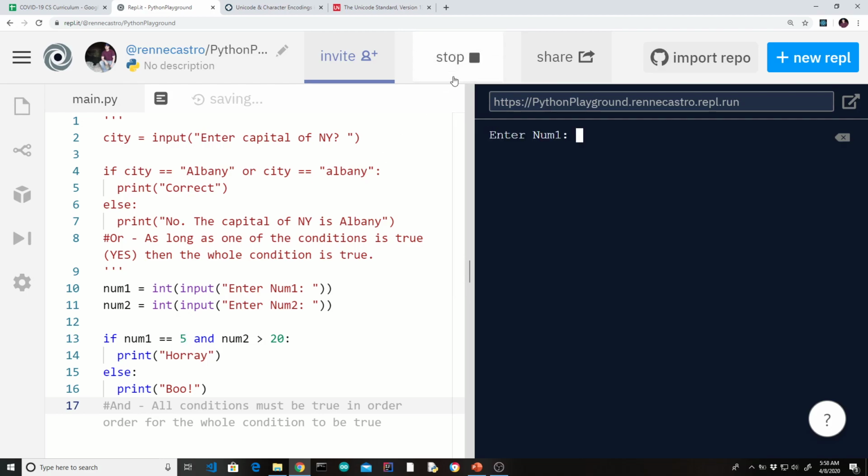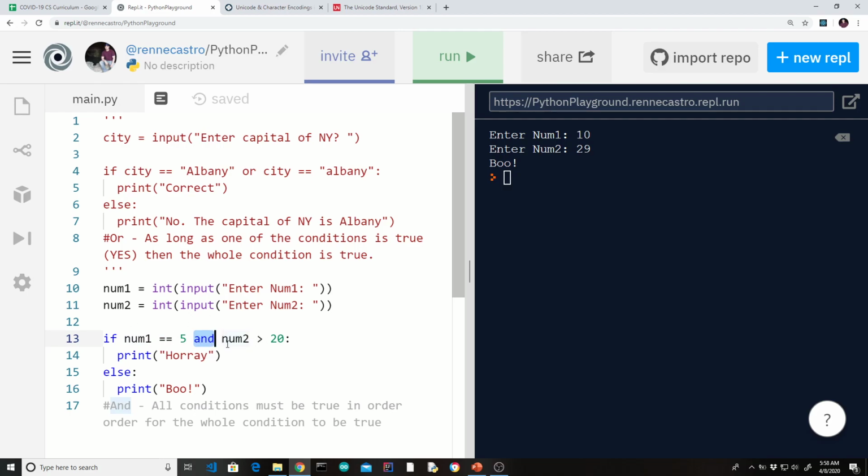And this time, let's get the first one wrong and the second one right. So you're going to notice it's going to say boo again. Reason being, we failed the first question. Is number 1 equal to 5? No, it's 10. So this answer is no. So at that point, the computer doesn't even bother with the other side because it realizes that with an and, both sides have to be yes, true.